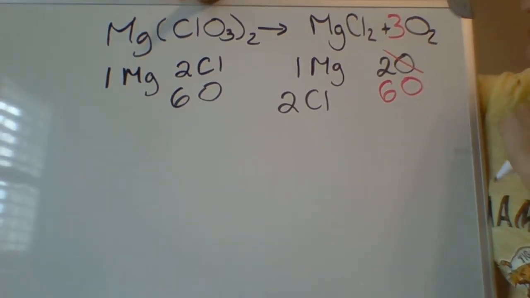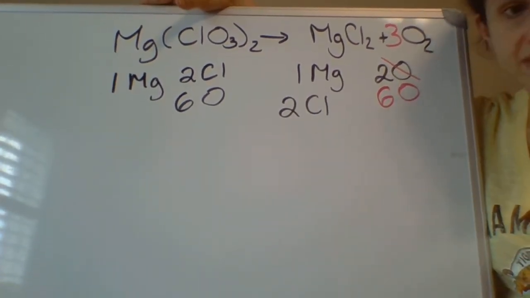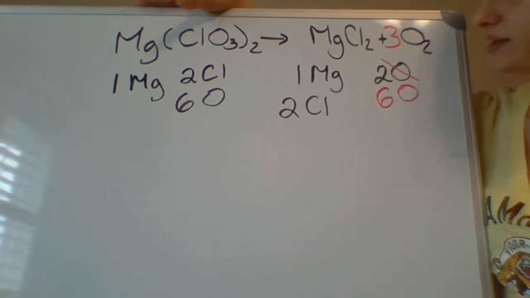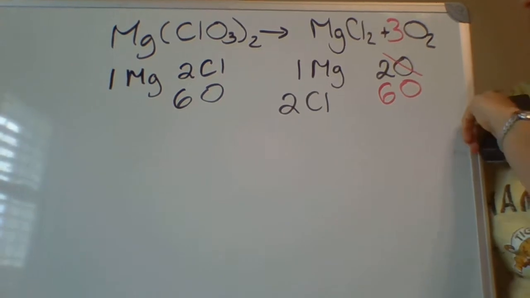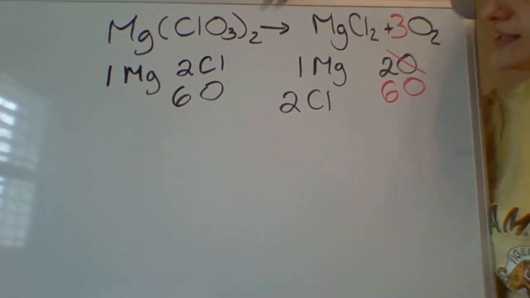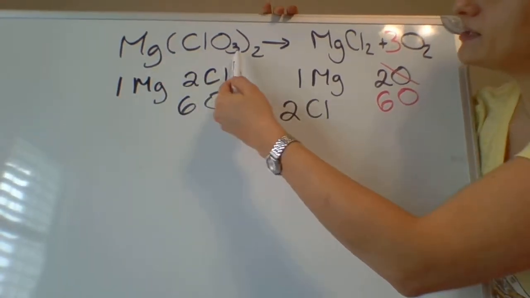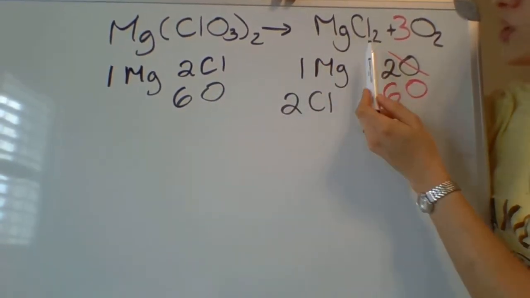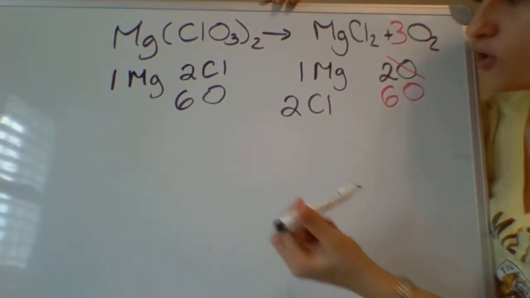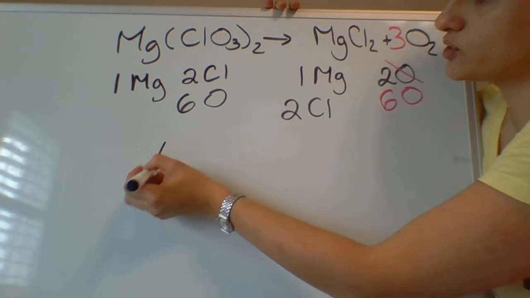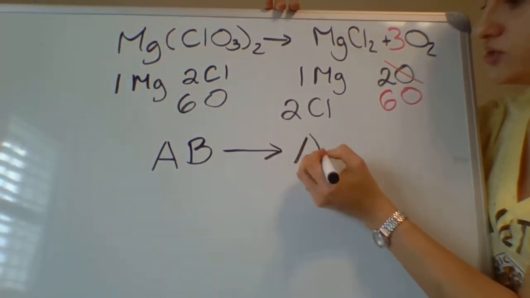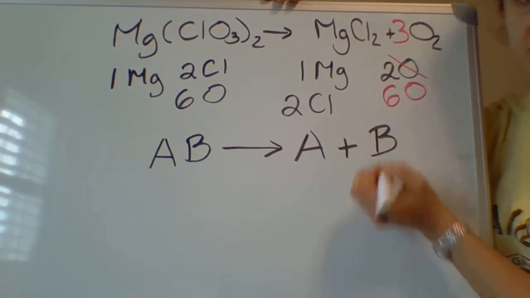Are we all balanced? Yes, we are. That was a simple balancing equation. So just by doing that, we have balanced our equation. So once we've done that, now let's look at the type of reaction that it is. We have magnesium chlorate going into magnesium chloride and oxygen. Hopefully this rings a bell and looks like something AB breaking down into A plus B.